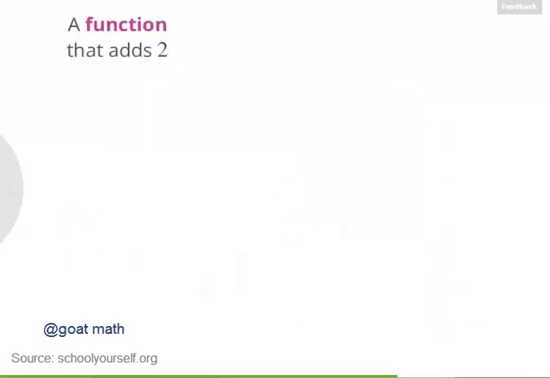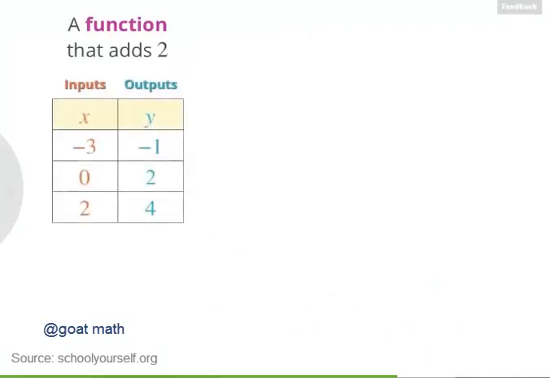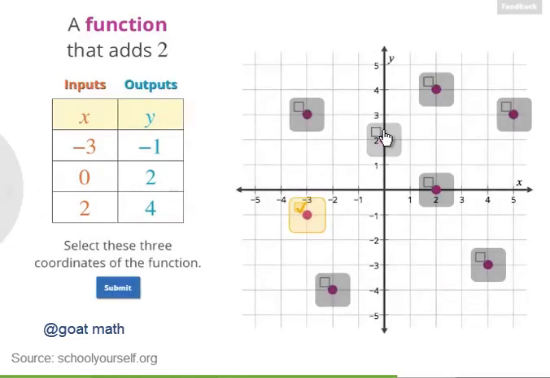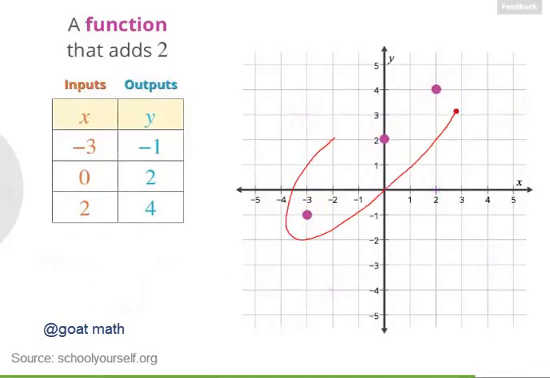Finally, let's return to our function that adds 2. Here are a few inputs and outputs for this function. Go ahead and select the points representing these coordinates. Nicely done. So here are the 3 points from this table.